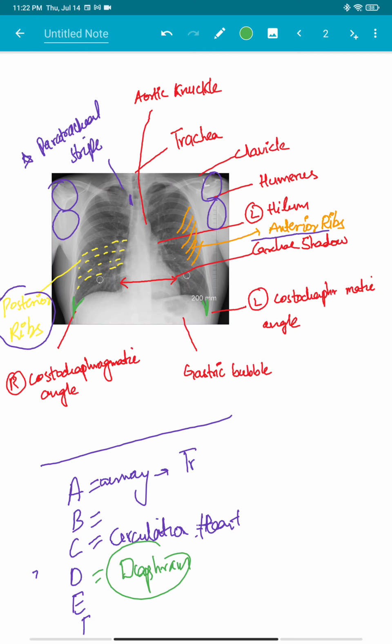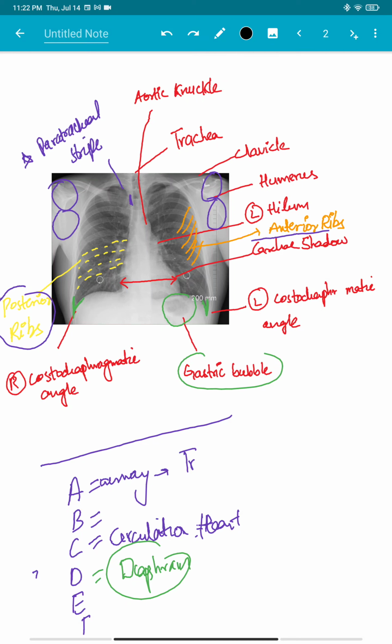When we are looking at this, we can see the gastric bubble below the diaphragm on the left side. If there is a small amount of air present underneath the right diaphragm, then always think about acute abdomen or free air under the diaphragm. So that's a pathology you need to think about.